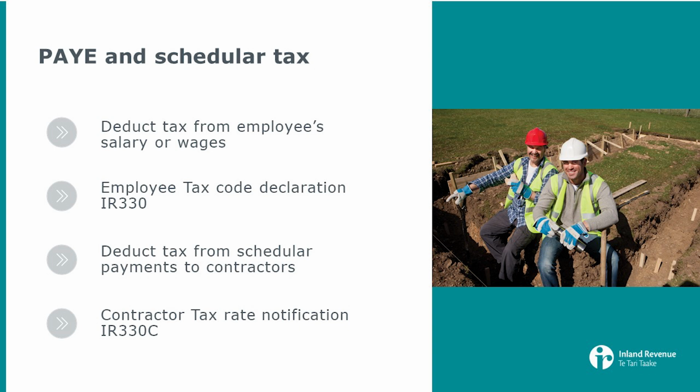If a contractor holds a current certificate of exemption, you won't need to deduct any tax. They must show you the exemption, and you'll need to take a copy.